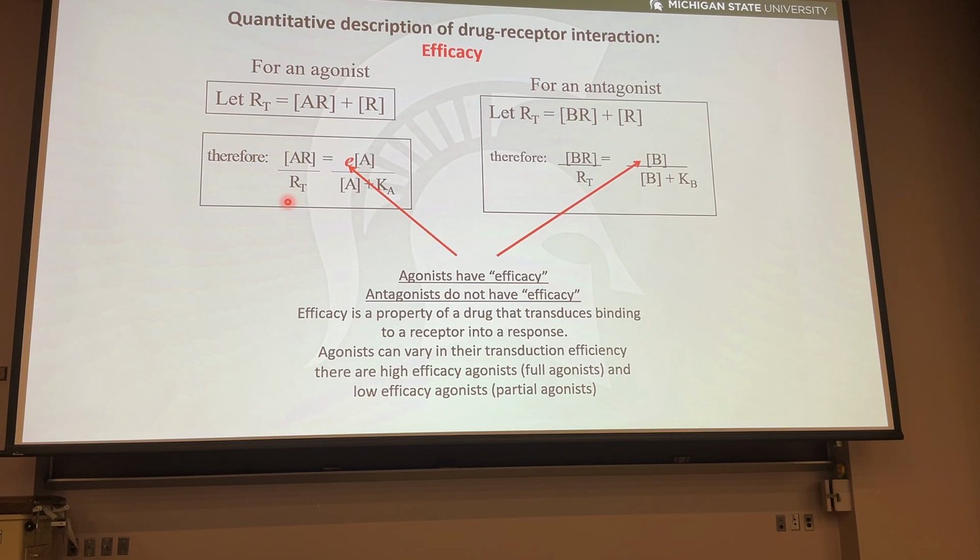Okay? Both agonists and antagonists have a distinct affinity for a receptor. They can both bind to a receptor with certain tightness or certain attractive forces, or however you want to describe it. They can both bind. Only agonists have efficacy. Agonists have efficacy, antagonists do not have efficacy.